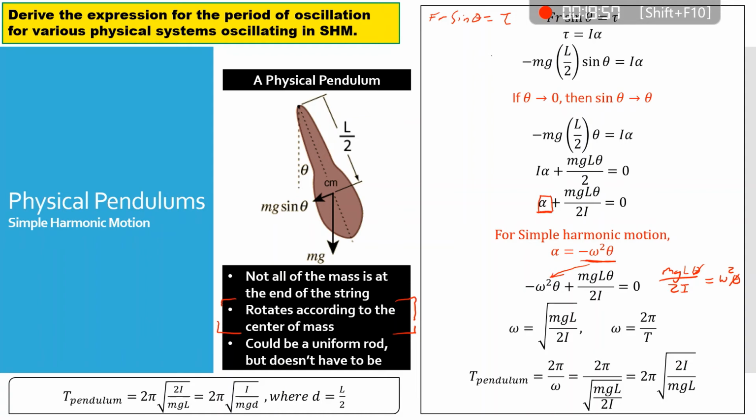You may see this written differently depending on what textbook you use. Some textbooks use d for a distance that is L over 2. So if I did that substitution, then this L over 2 that you see here would be replaced with d, and that would end up on the bottom of the fraction. You can see that on the bottom left: 2 pi root I over mgd is the same thing, but d is L over 2.